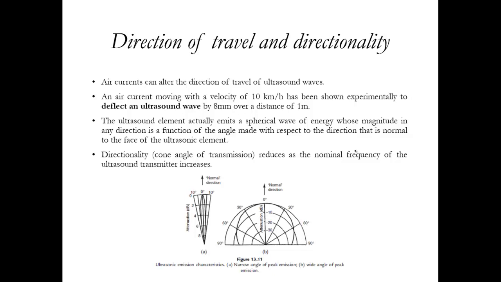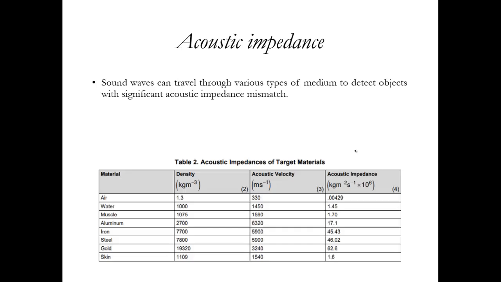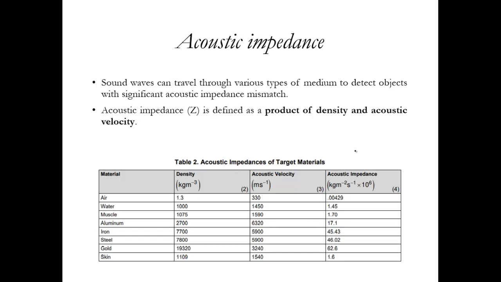Can we go through this in detail? We have something called acoustic impedance. This is defined as the product of density and the acoustic velocity. So we have the mediums or the materials as air, water, muscle, aluminium, iron, steel. You can see the density is different for each material, and we have the acoustic velocity, or the velocity of sound through these different materials, as different. Accordingly, we can define something called acoustic impedance that we achieve for different materials. So air has the lowest acoustic impedance.